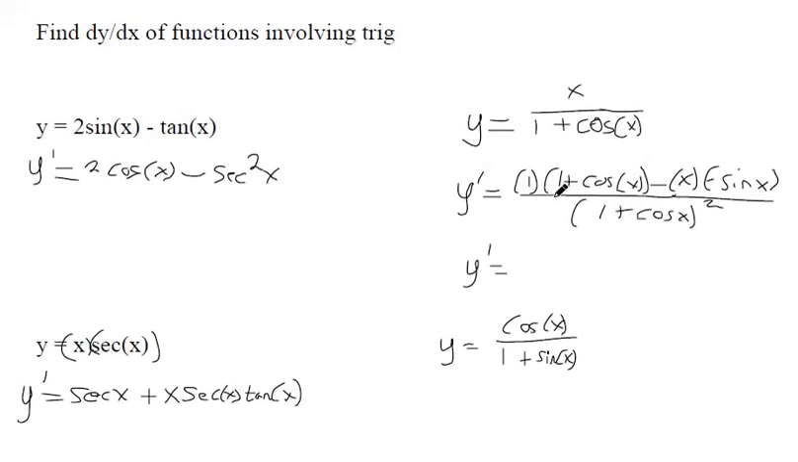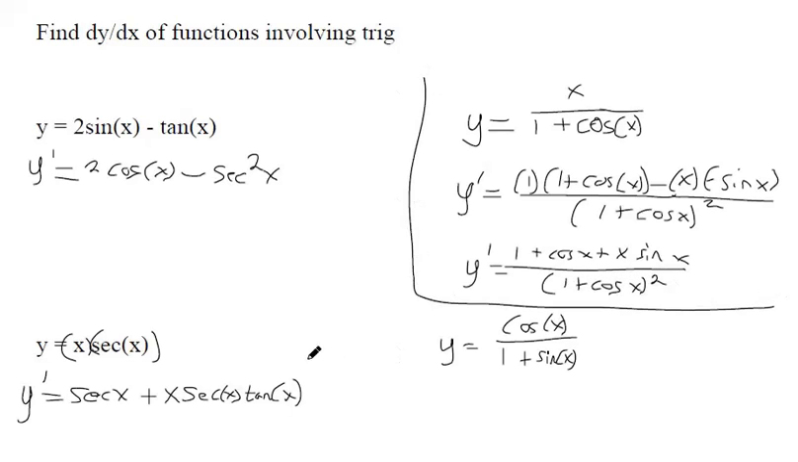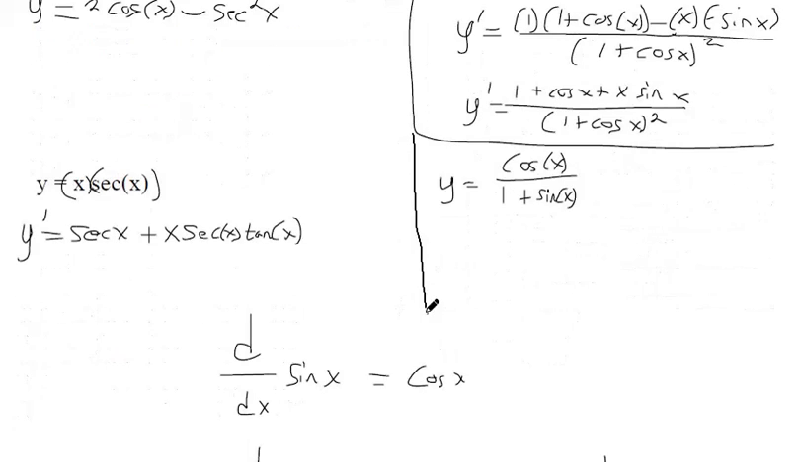This is 1 distributing to everything, so this is just 1 plus cosine of x minus, this is now going to be plus because it's minus a negative, and that's x sine of x in the numerator. And that's all over 1 plus cosine of x squared. That's it. So we've used the quotient rule. And then same thing for this one.